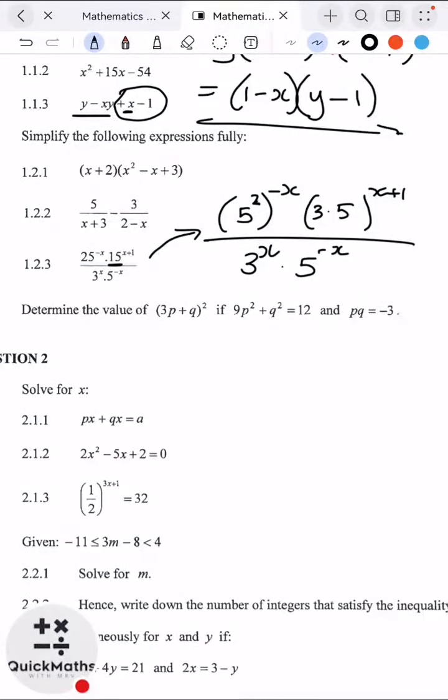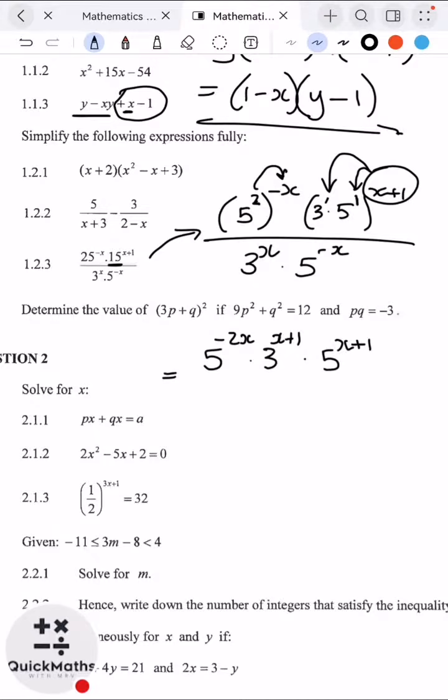The next thing that we want to do is get rid of the brackets that we created. So this 2 is going to multiply, and then we remember our exponential laws. The exponent outside multiplies with all exponents inside. Inside this bracket there's a 1 and a 1, two invisible ones. This exponent needs to multiply with both of them. So what we're going to have is 5 to the power of minus 2x, and then 3 to the power of x plus 1 times 5 to the power of x plus 1.